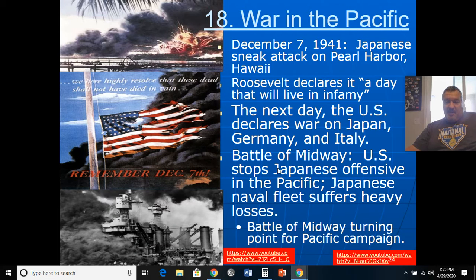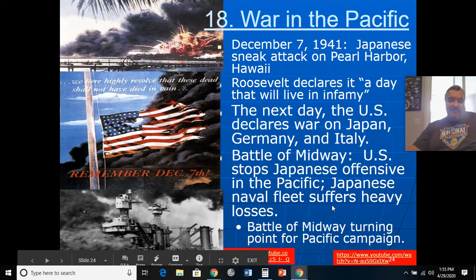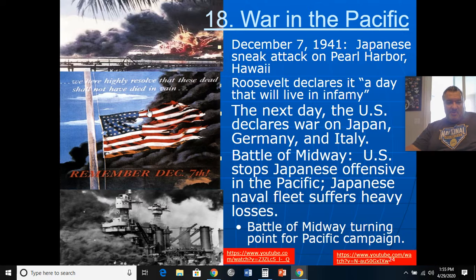The Battle of Midway meant that the U.S. would stop the Japanese offensive in the Pacific. Basically, we learned of their attack because we broke their code, and the Japanese got overextended, and boom, their troops got nailed. The Japanese naval fleet suffered heavy losses. The Battle of Midway was a turning point for the Pacific campaign. There are some pictures. The top two are of, I think these all might be Pearl Harbor.